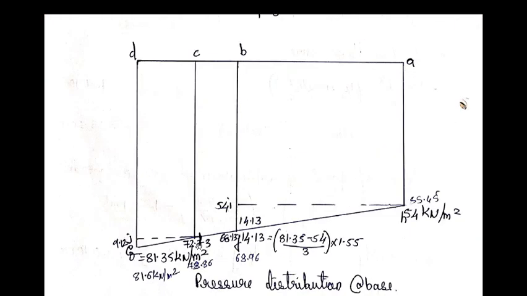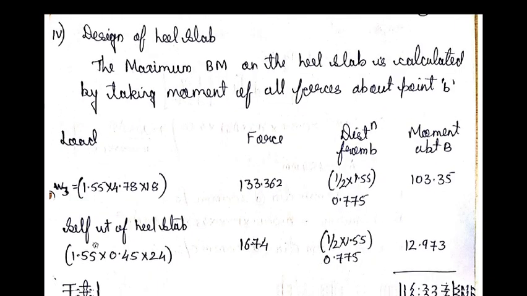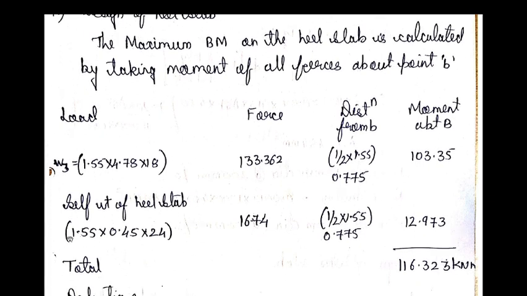So let us see. So self weight of the heel slab. So the dimension is again 1.55 in length and 0.45 is nothing but the width of the heel slab, into, it is a concrete structure, hence density 24. So computing this, we will get a force of 16.74 kilonewton, and it is a rectangular section, hence its CG will be half into 1.55, which is 0.775. Multiplying the force with the distance, we will get 12.97.